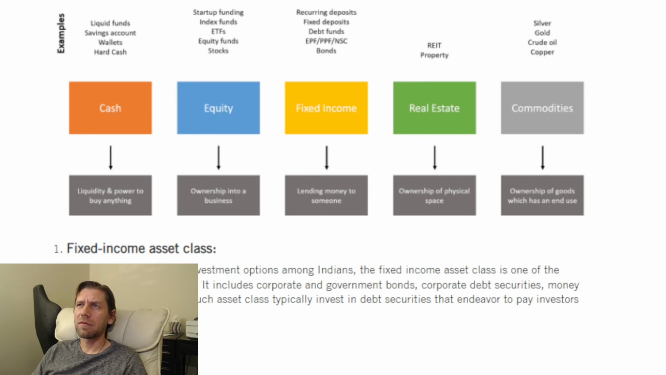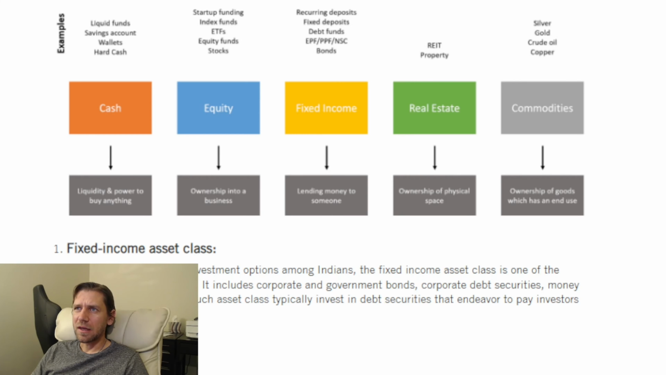Then we have equity. It even has some examples up top above cash. It could be liquid funds, like the funds you have in your checking account or your saving account, in your wallets, or hard cash that you might carry underneath your mattress.